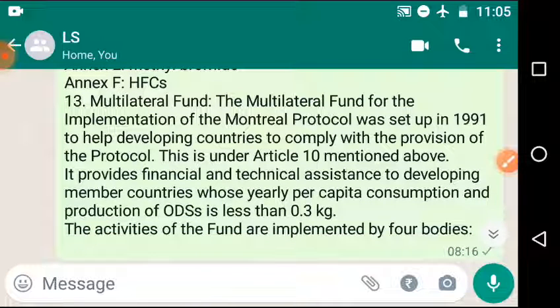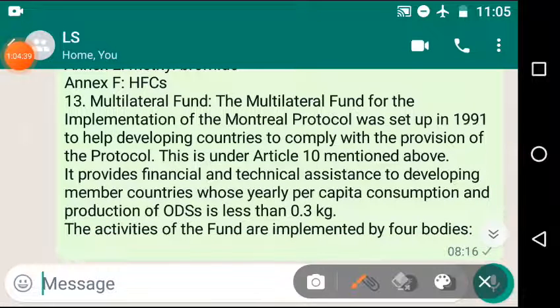Now for all of this, we have to minimize ozone depletion, we have to stop using ozone depleting substances, and as an alternative we have to use other substances which will not cause any ozone depletion. For this we need scientific research, we need money, and for this reason they have set up a fund.